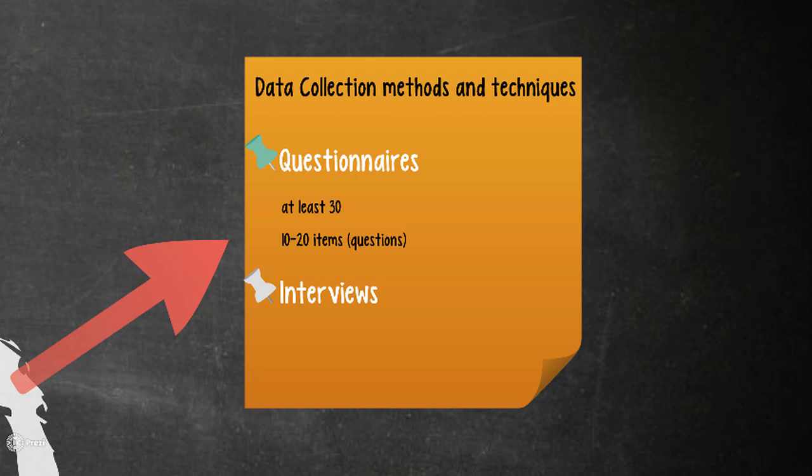The second method that you will have to employ is interviews. Now, we ask that you do at least 3 interviews at the organization of your choice, and that these interviews consist of only 4 to 6 questions. It's very important in qualitative research to delve deeper into an aspect rather than have a lot of questions that you only handle superficially.